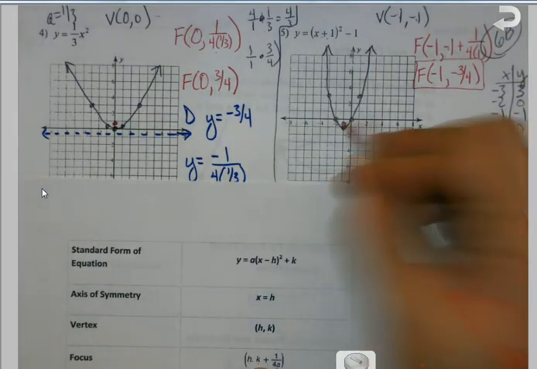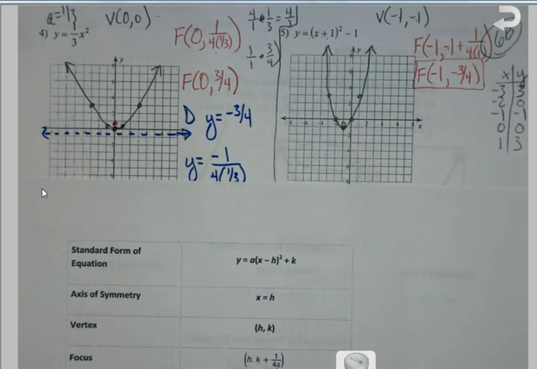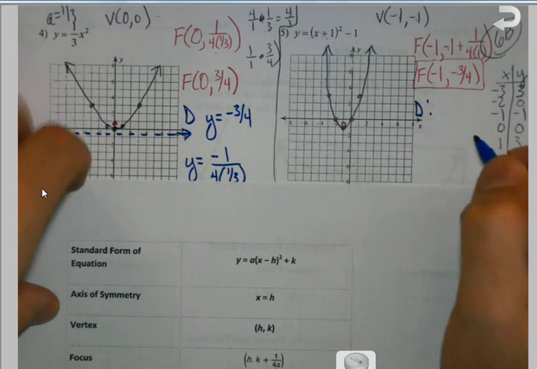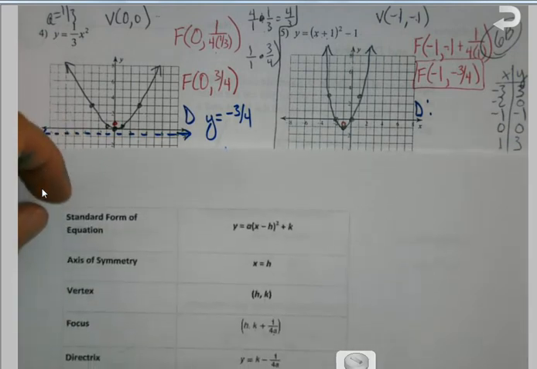Real tight here with my vertex again. So I start to sit here. Now that we're starting to move the vertex around, it doesn't make our directrix quite as simple. I can't just take the reciprocal and say, oh, it's going to be at 3/4. No, it's not. Because my directrix is always going to sit underneath my vertex, or above it if it opens down. So here now with my directrix, let me scooch this back up a little so we can see that.